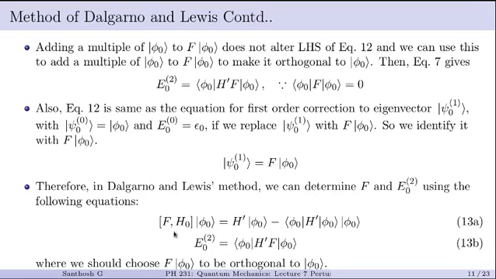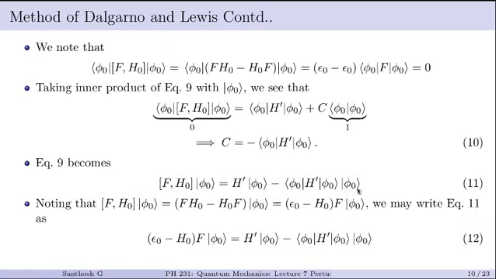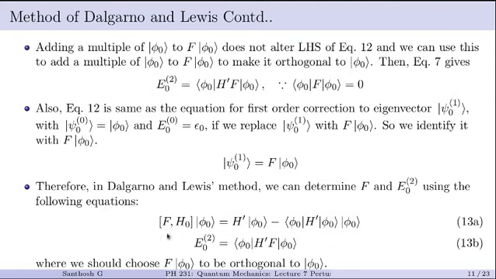Now to summarize the Dalgarno and Lewis method, we have two equations. The first gives us f, and that equation says that the commutator of f with H0 acting on phi 0 gives H dash phi 0 minus the expectation of H dash in the state phi 0 multiplying phi 0. That is the first equation, and that determines the operator f.